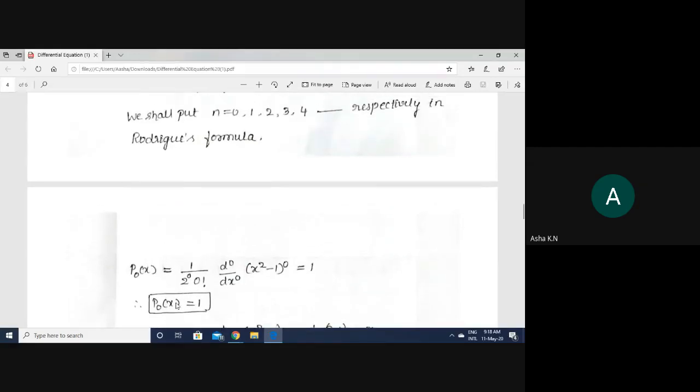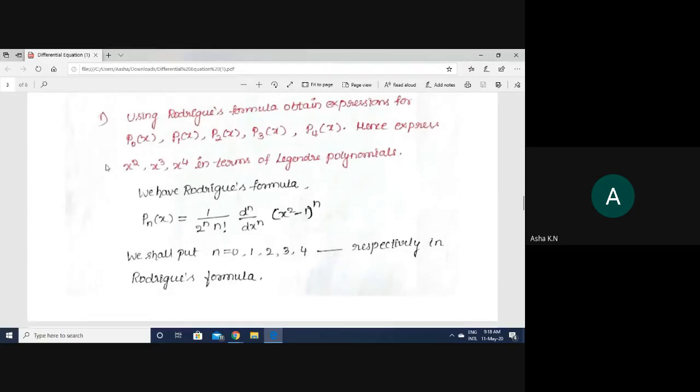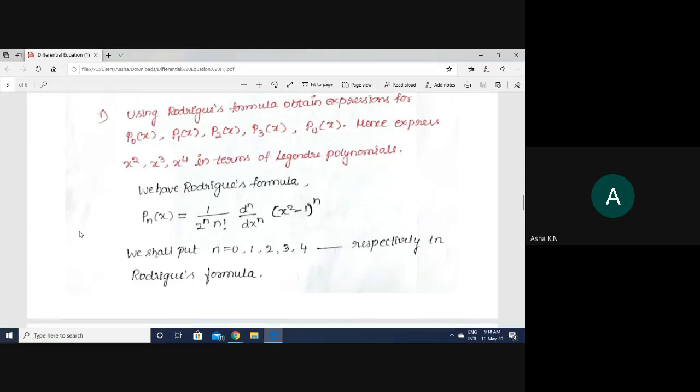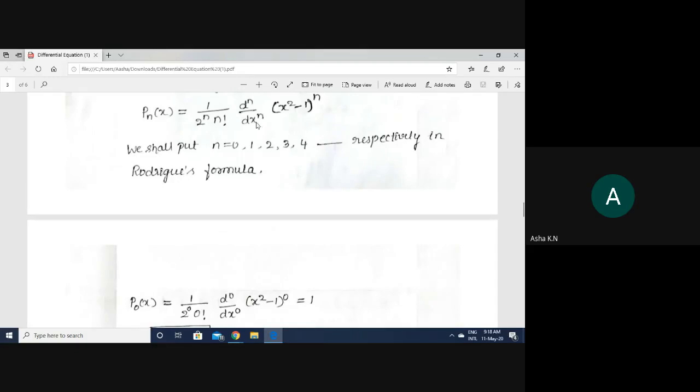Okay, and then what should we do? Because they are asking to find P0, P1 and all, let's substitute n is 0 and then 1, 2, 3, 4 etc. in the Rodrigue's formula. Okay, when we substitute n is 0, now just compare this first line and last line. I'm just taking n is 0 here.